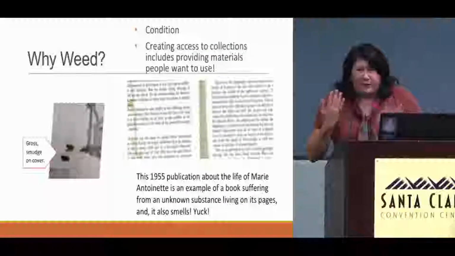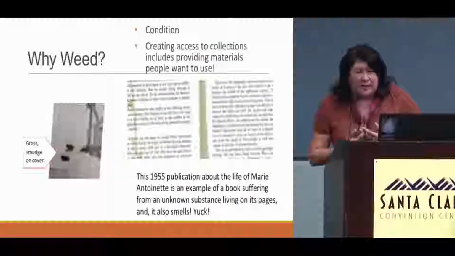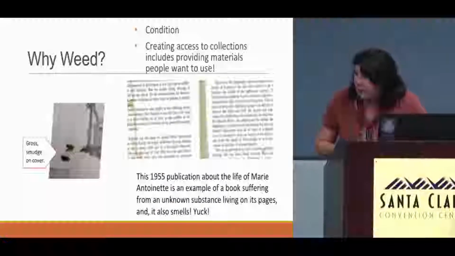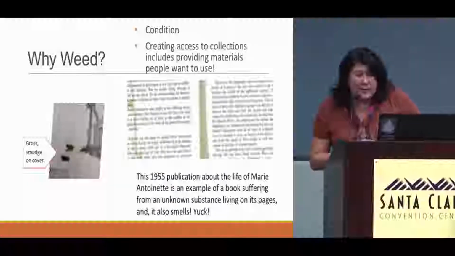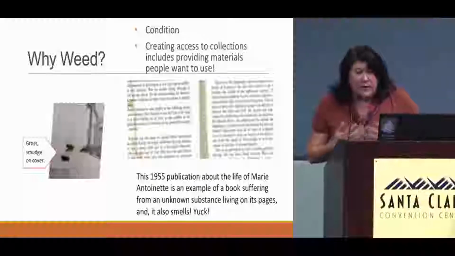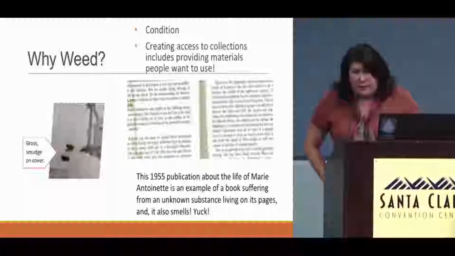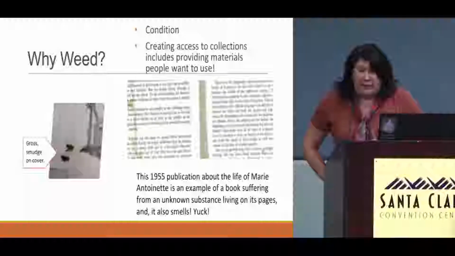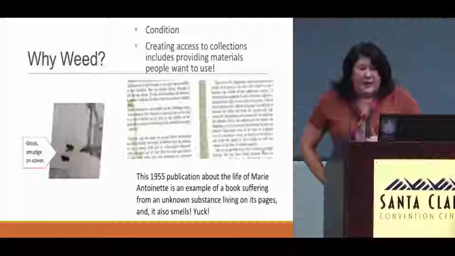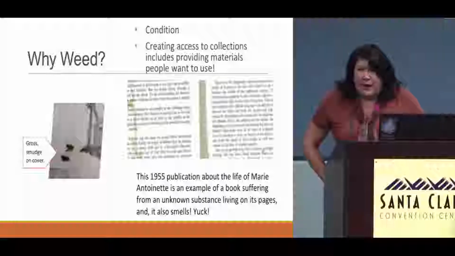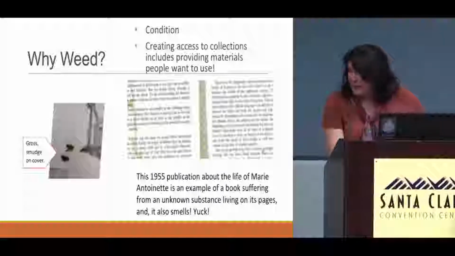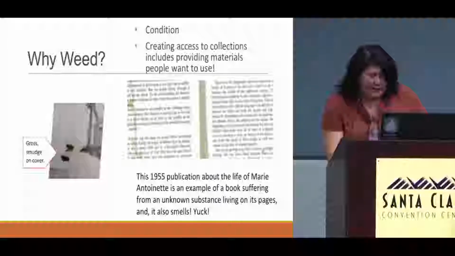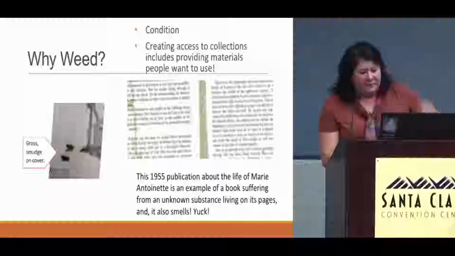Another example of weeding for condition is the book on the left. You can see that there's some yellow stains running through it. Don't know what those were. So this was a dual case of age. One, it was a 1955 publication about the life of Marie Antoinette, but it also had some unknown substance on it. So again, you want to take care of what you're providing to your patrons.